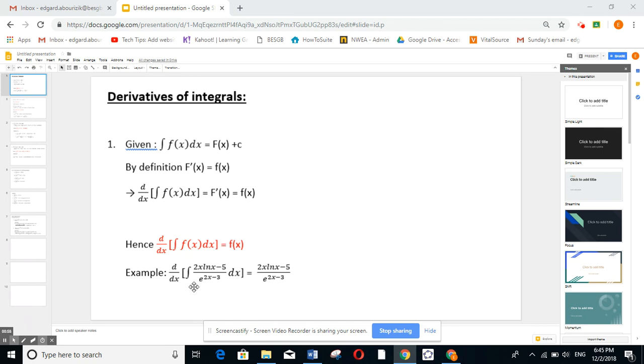Let us take an example. If you want to derive the integral of 2x ln x minus 5 over e power 2x minus 3 dx, it will give you again 2x ln x minus 5 over e power 2x minus 3 without any change. So the derivative of an integral is the same as the integrand, which is inside.